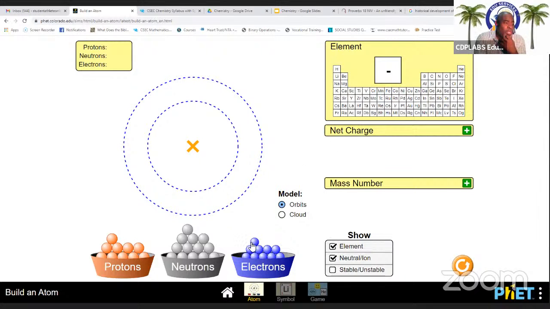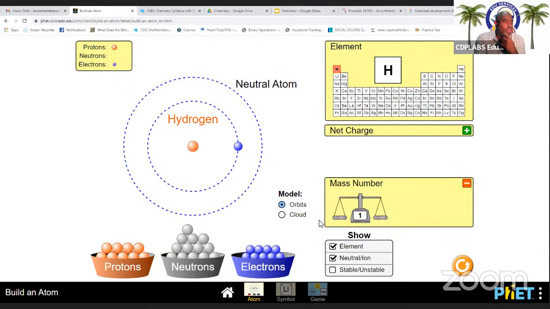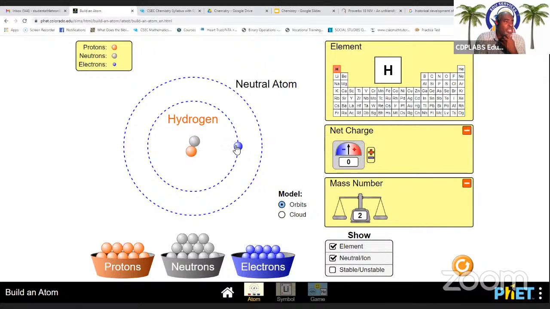All right, so let us put on some electrons here. No, this is actually hydrogen. Now, hydrogen only has 1 electron. And it only has 1 shell.